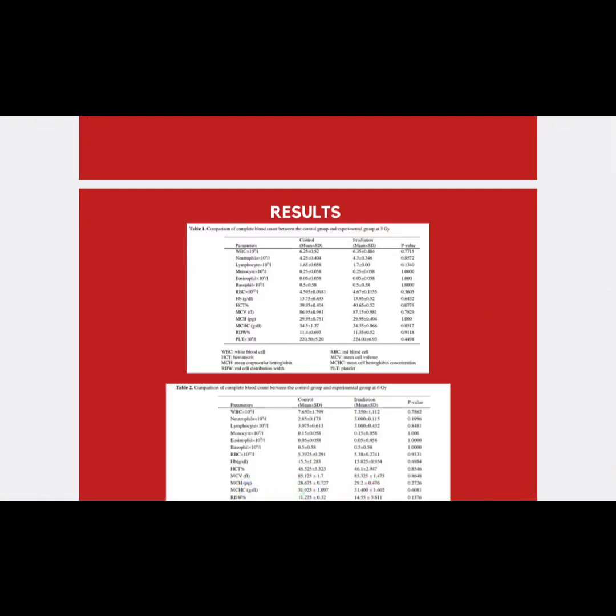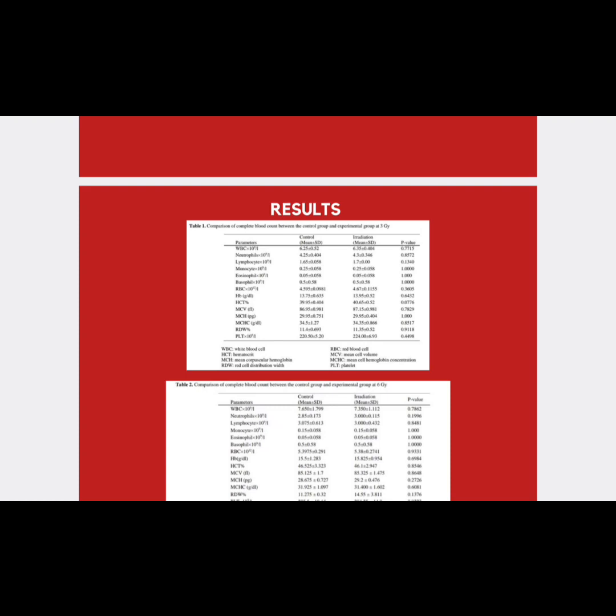Moving to the results, there are four tables that indicate the results. Tables 1, 2, 3, and 4 illustrate the results related to the measurements of the hematologic parameters in the control group and 4 experimental groups irradiated with 3, 6, 9, and 12 Gy. There was no significant difference between the control and experimental in terms of all parameters. As you can see, WBC, neutrophil, lymphocyte, monocyte, eosinophil, basophil, RBC, HB, HCT, MCV, MCH, MCHC, RDW, and platelet.